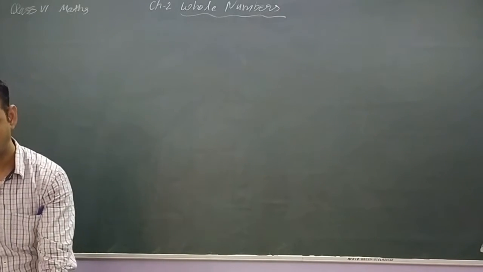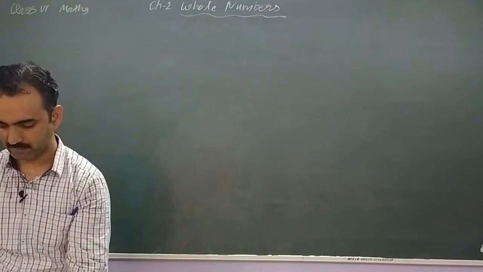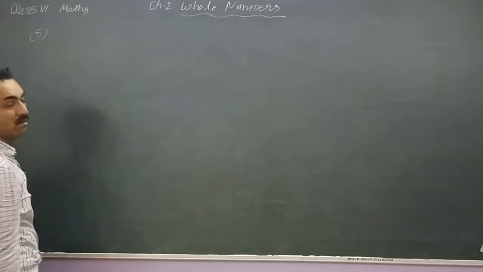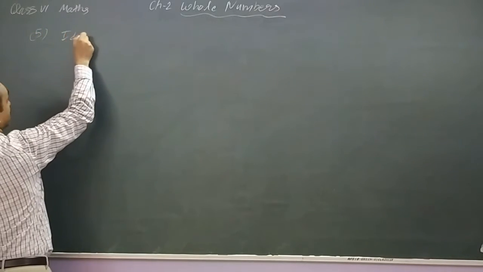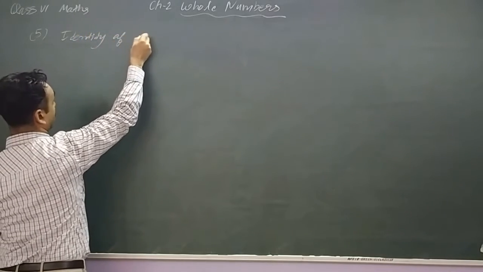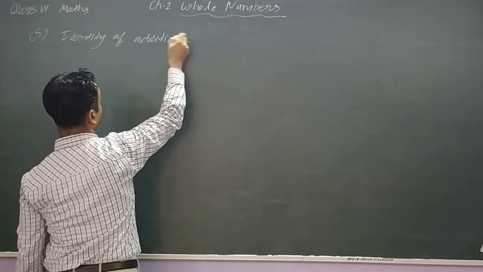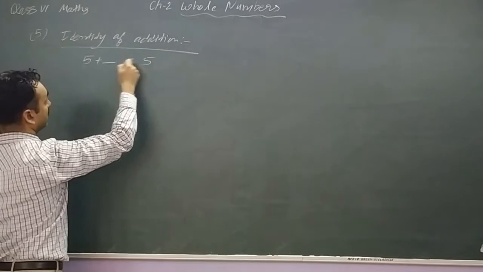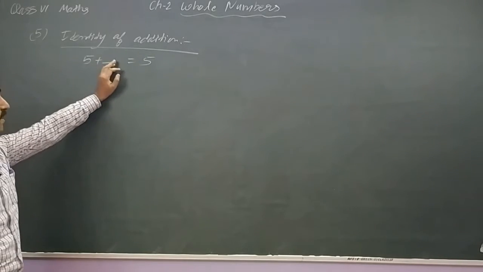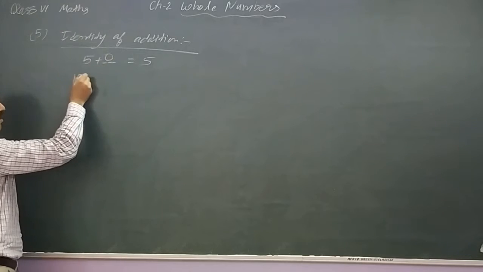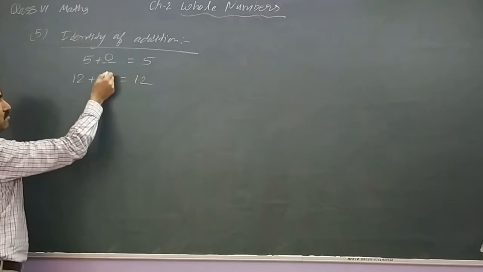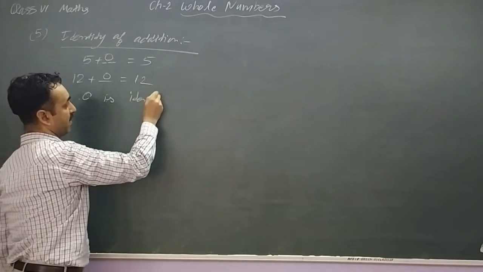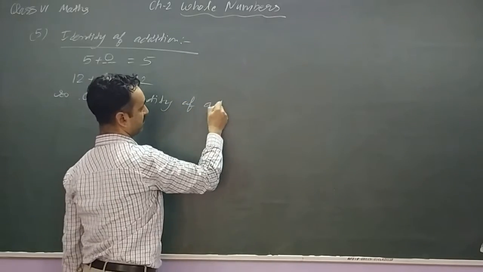So we have understood four properties. Now we will understand the fifth property, which is identity of addition. What can we add to 5 to get 5? Can you think? Yes, 0. What can you add to get 12 here? 0. So 0 is the identity of addition.